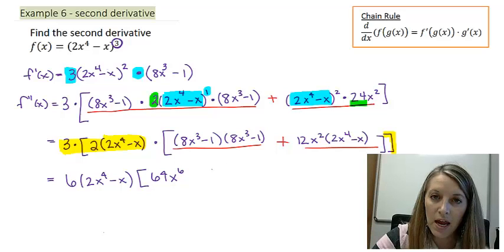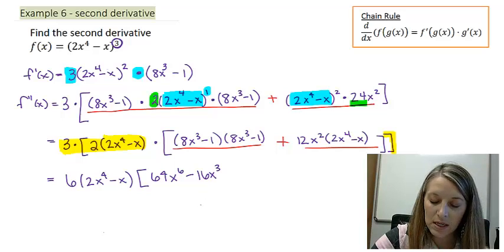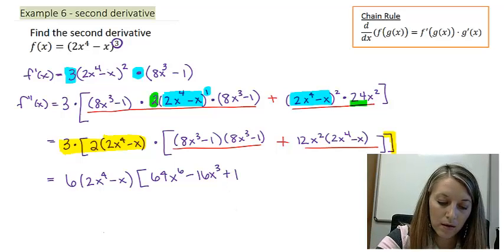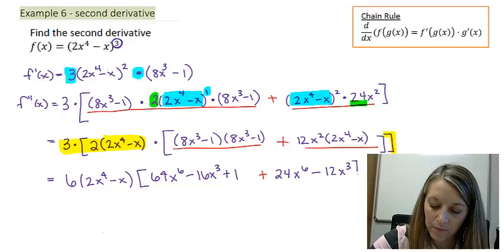Outside gives me a negative 8x cubed. Inside gives me the exact same thing. So together that gives me a negative 16x cubed. And last, negative 1 times negative 1 gives me positive 1. Now my back piece. 12x squared times 2x to the 4th gives me 24x to the 6th minus 12x squared times x gives me 12x to the 3rd.